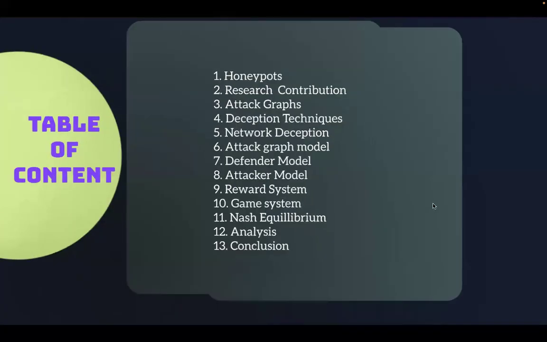This is the table of contents that we will be following throughout the presentation. Let us move forward.